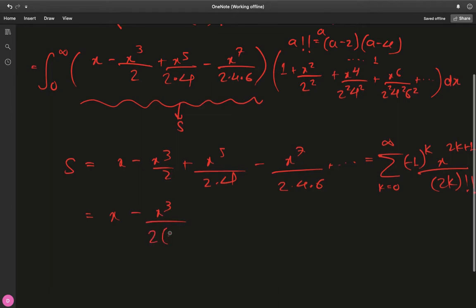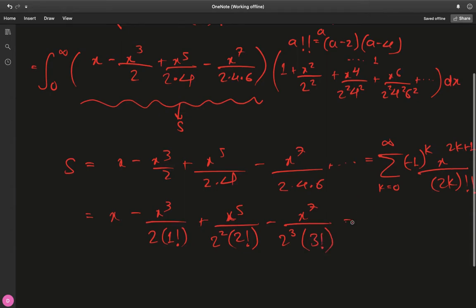Now one thing worth noting is that this can be written as x minus x cubed over 2 times 1, which you can write as 1 factorial, plus x to the 5th divided by, now let's factorize 2 from the first term and the second term, giving us a factor of 2 multiplied with a factor of 2. So 2 squared times 1 times 2, which can be represented as 2 factorial, minus x to the 7th divided by, now we are pulling out three 2's, so 2 cubed times 3 times 2 times 1, which gives us 3 factorial.